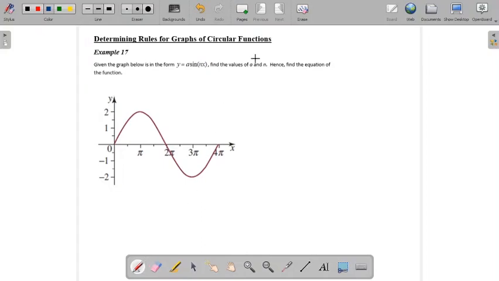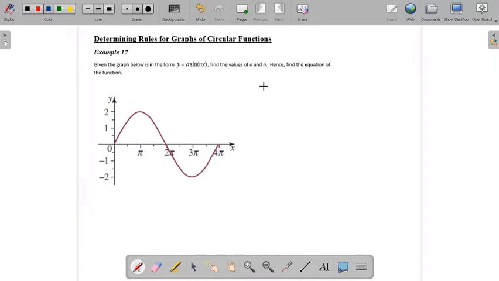So we're at that part where we're going to be finding the rule for a given graph. And we can see here that we're told that the form of this particular graph is a sine graph. So it's y equals a sine nx. We just need to find the values of a and n because we're told the form of the function.